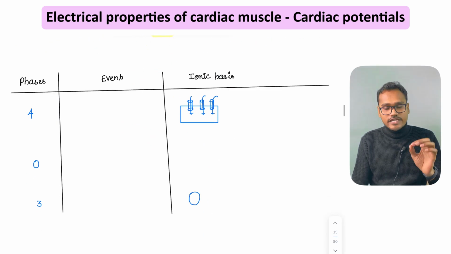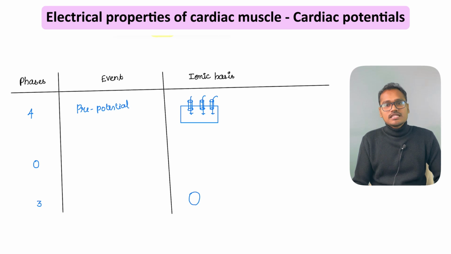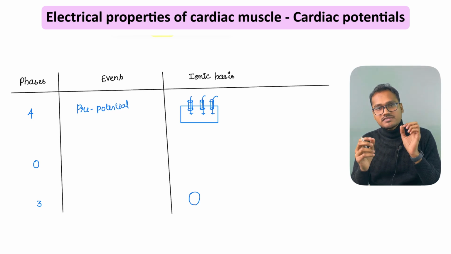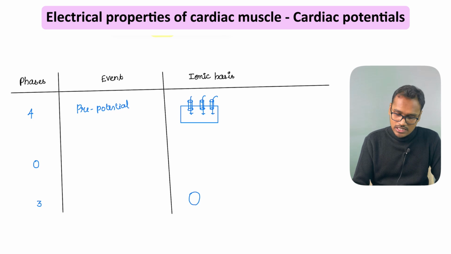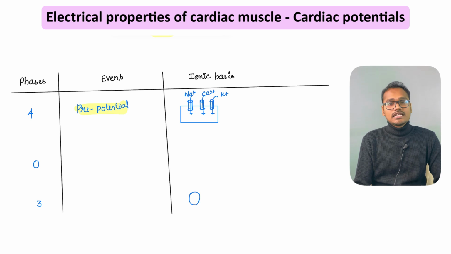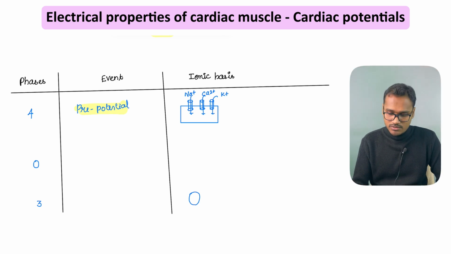So this phase 4 is nothing but a pre-potential. As we saw in the SA node chapter itself, like the initial anatomy chapter or the conduction chapter, the SA node is a dominant pacemaker. And we have studied one property of it, that it is naturally leaky to many of the channels. So at the baseline itself, in the pre-potential state, it is leaky to multiple channels, that is the sodium, calcium and potassium. That is why this makes the pacemaker tissue keep on producing an action potential.